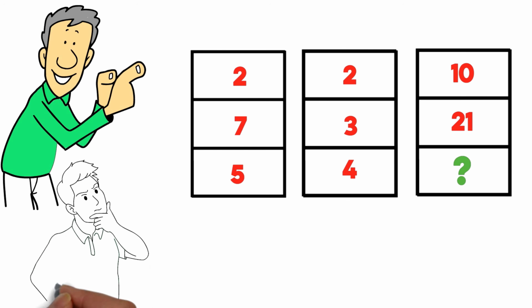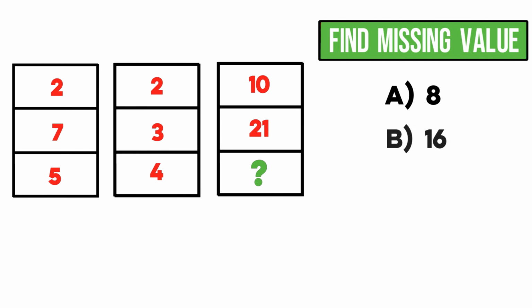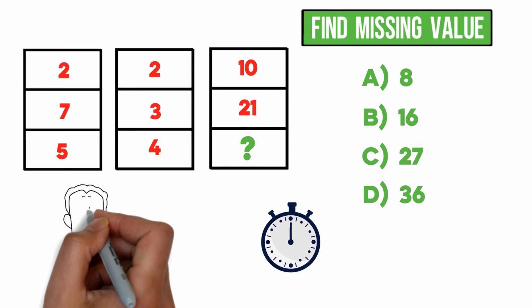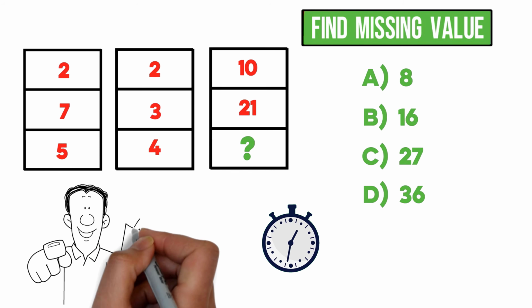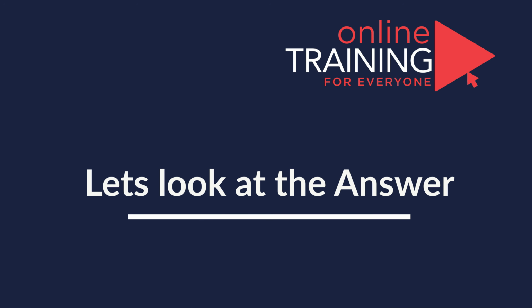You need to find the missing value, which is highlighted by a question mark, and you have 4 choices to choose from. Choice A, 8. Choice B, 16. Choice C, 27. And choice D, 36. Do you think you can recognize the missing value? Give yourself 5 to 10 seconds to see if you can come up with the answer. Did you figure out the solution? Let's continue to see how we can get to the correct solution together.